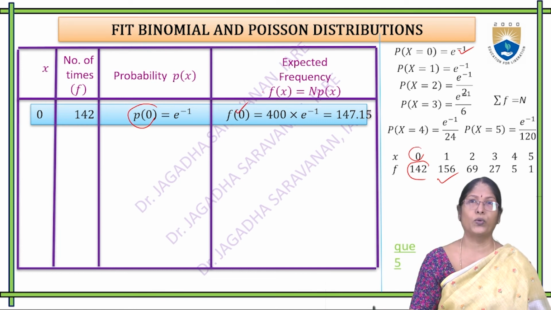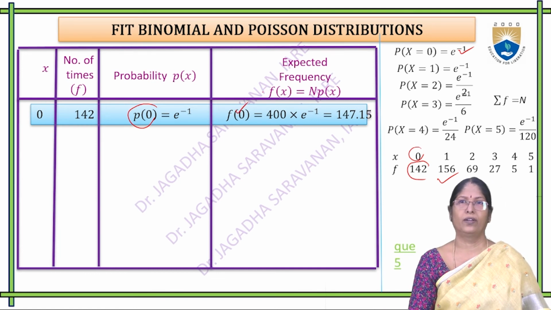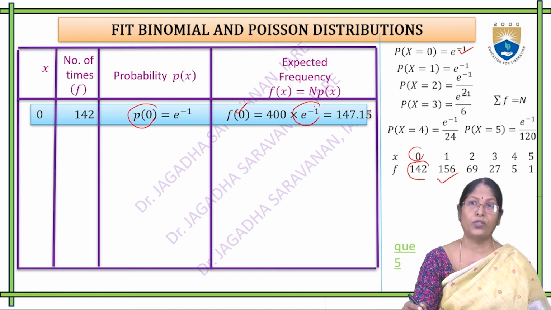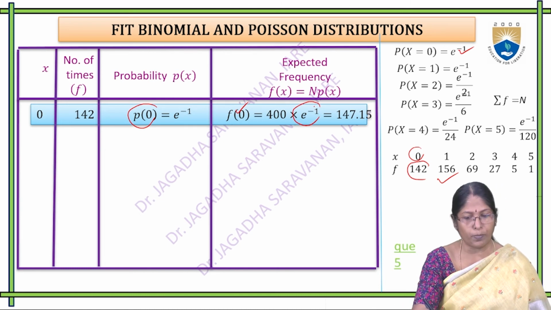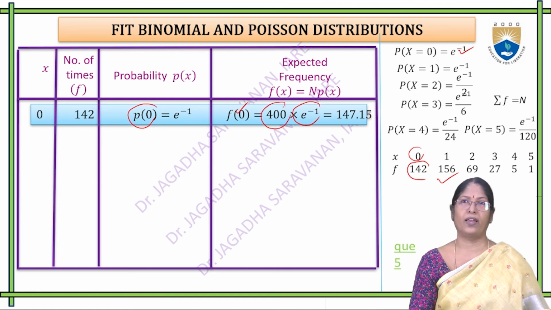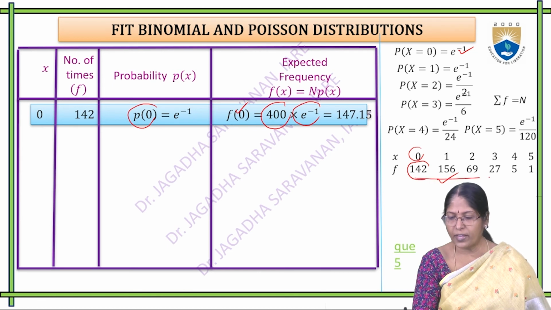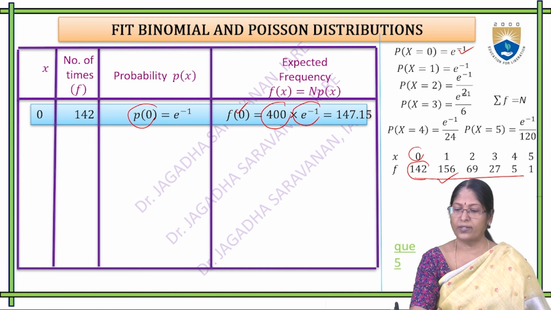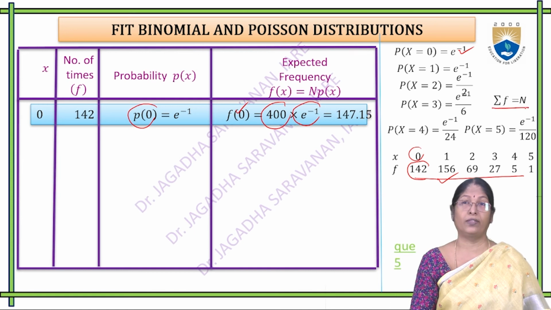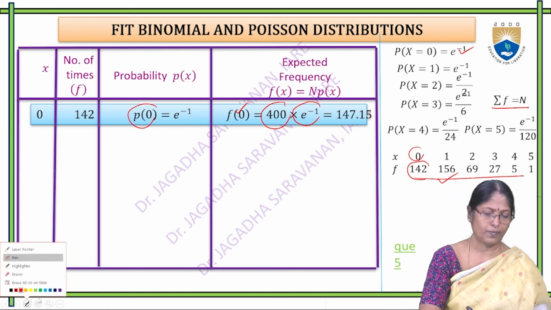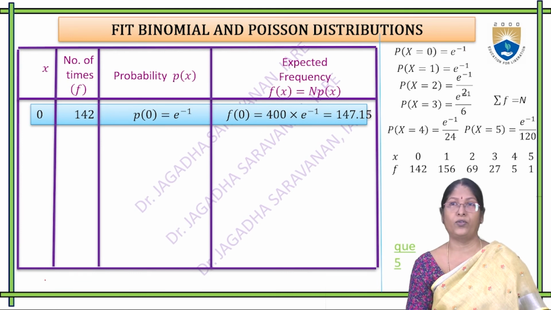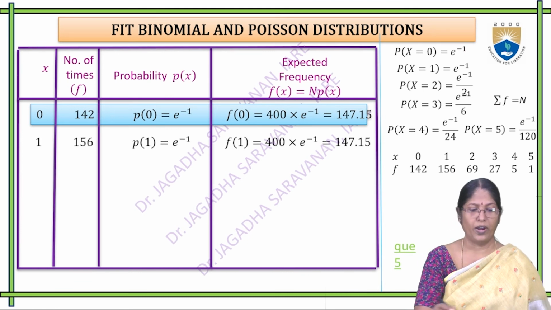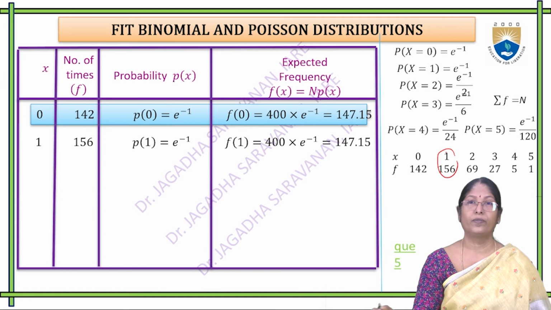So f of 0, that is f of x. When x equal to 0, it is f of 0. F of 0, that is p of 0, the value which is multiplied by capital N. Our capital N is nothing but adding all these frequencies, that is summation f, which is 400.